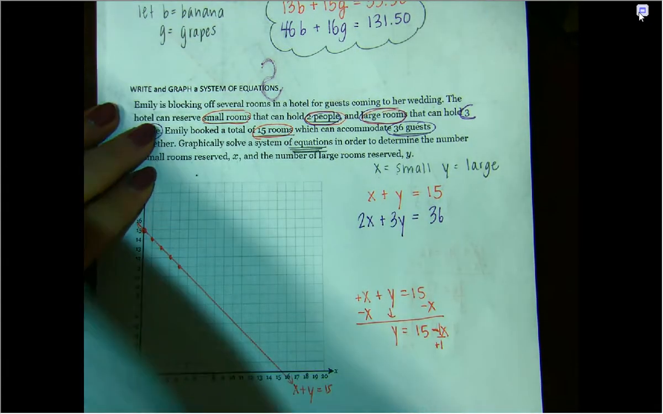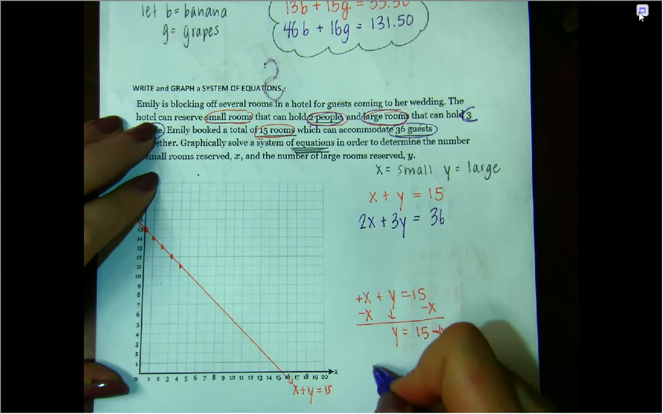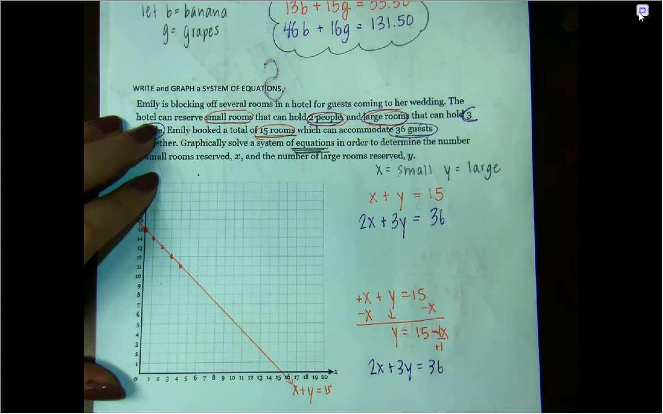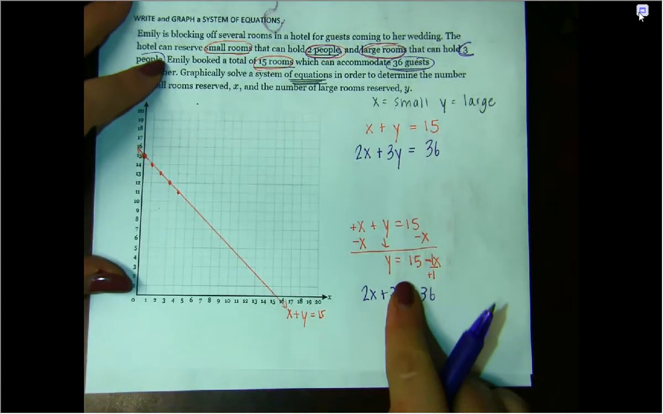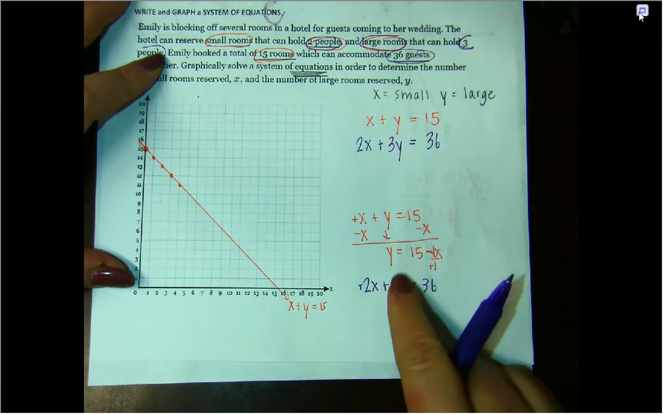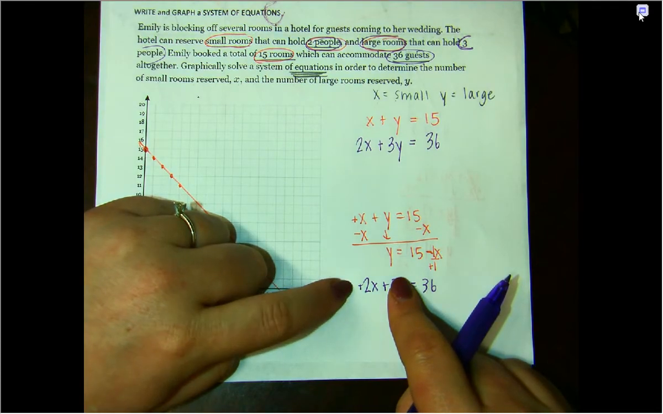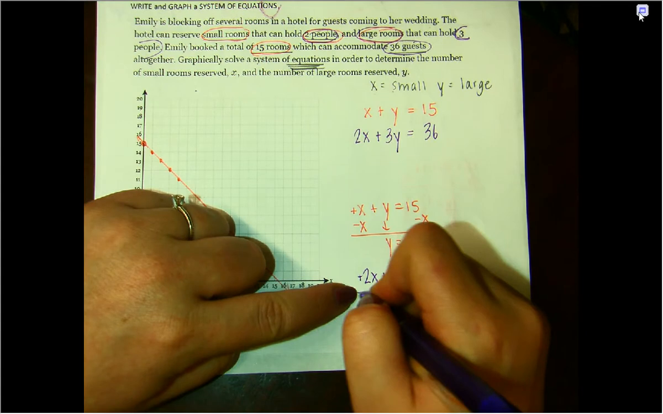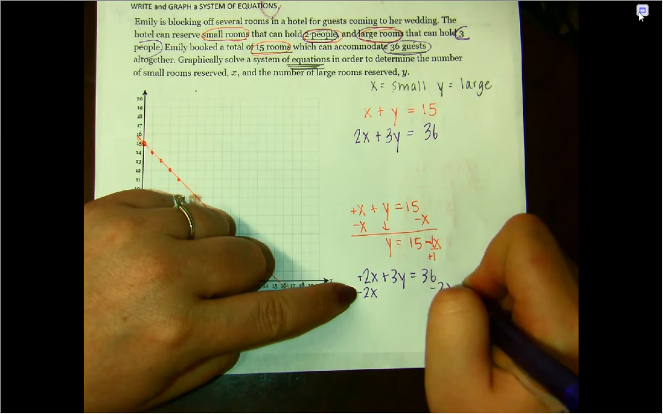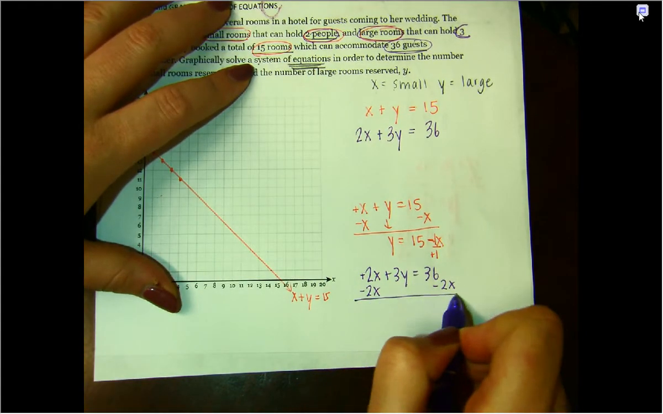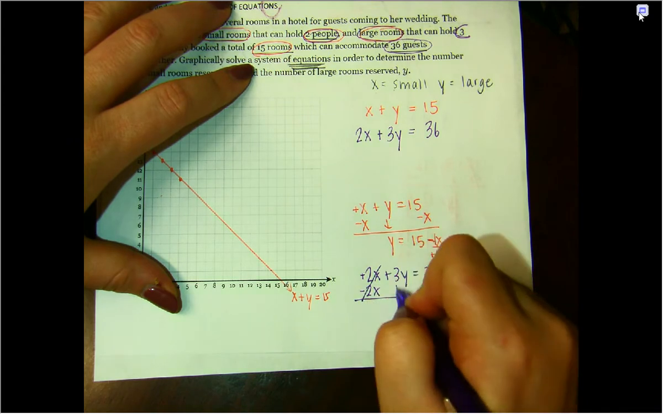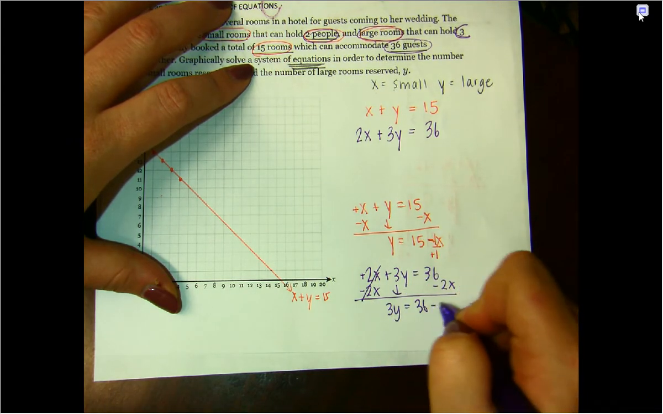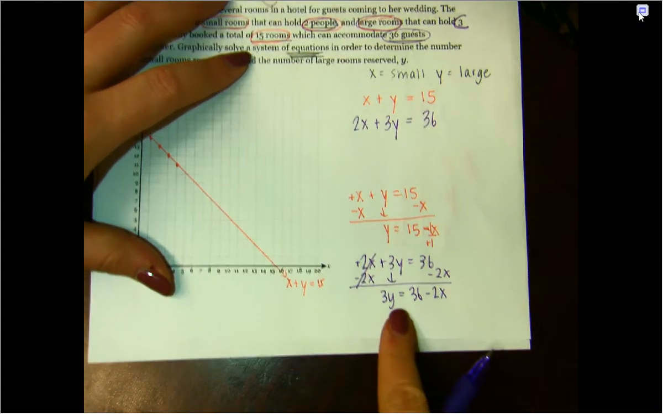Now the next one I have to solve is this one. So I have 2x plus 3y equals 36. I have to get y by itself. So the first thing I notice is that there's no sign in front of the 2x, so that means it's a plus. To move it to the opposite side of the equal sign, I have to use the opposite operation. Okay. And then this cancels. The 3y comes down, and I get 36 minus 2x over here.